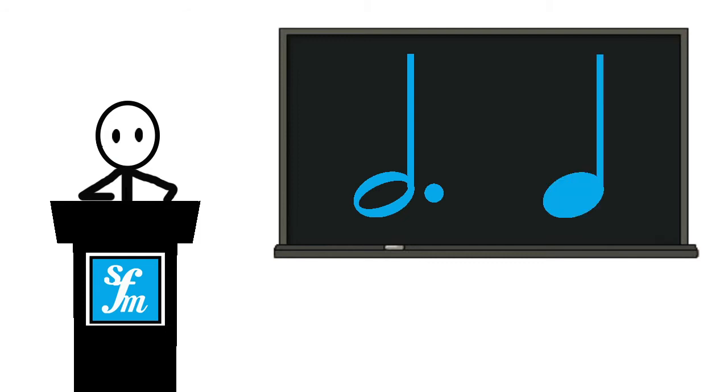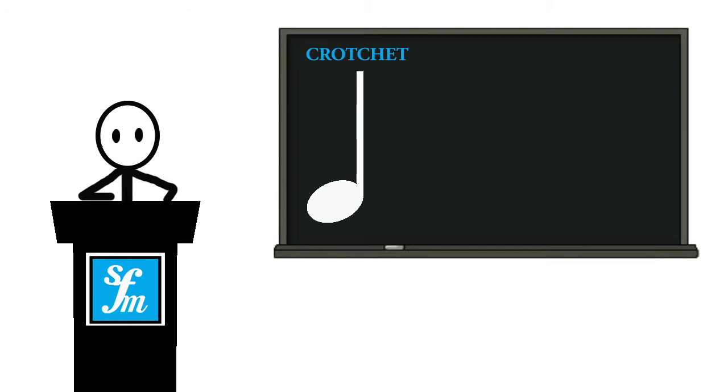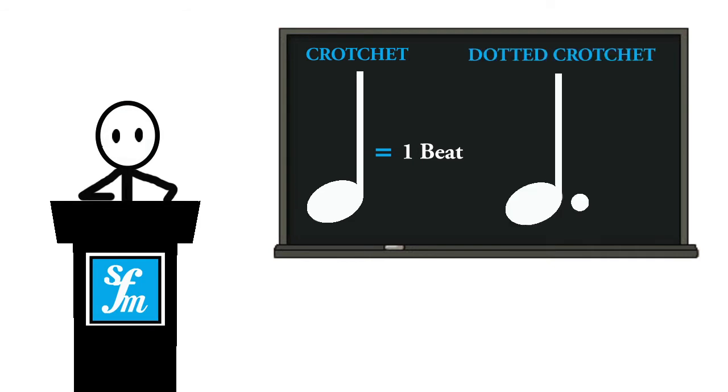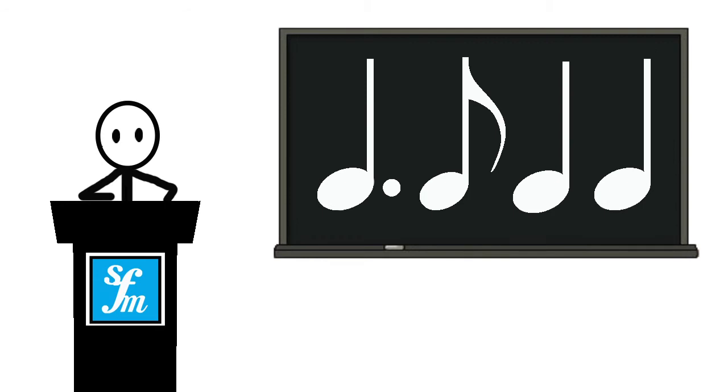Similarly, if we take a dotted quarter note or crotchet, the crotchet is worth 1 beat, the dot is worth half of that, which is 1/2 of a beat. So a dotted crotchet is worth 1.5 beats. Here is an example rhythm with dotted quarter notes.